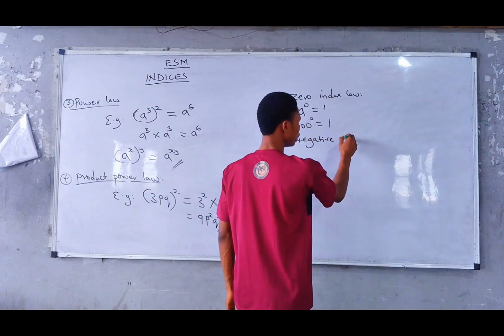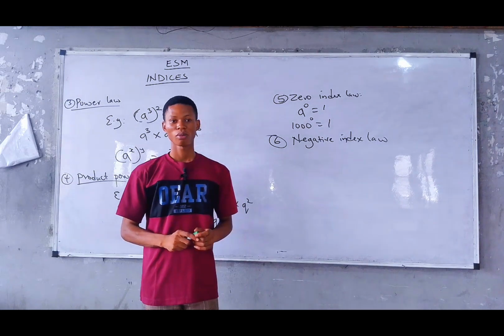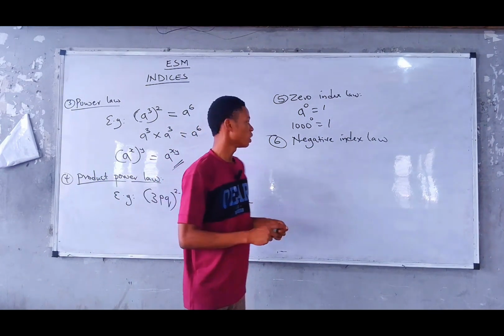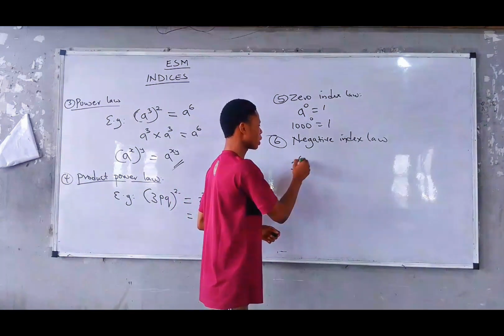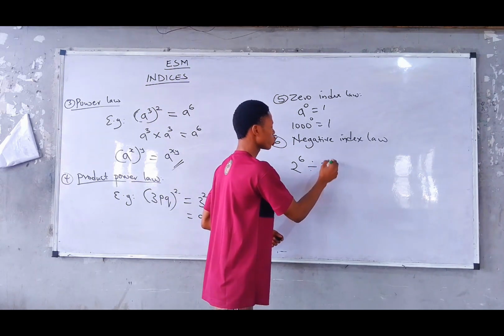Number 6. Negative index law. If you are done with that, just look up. We already know that index means what? Power, right? Power. Now, negative index. If you have something like this, 2 raised to power 6 divided by 2 raised to power 9.